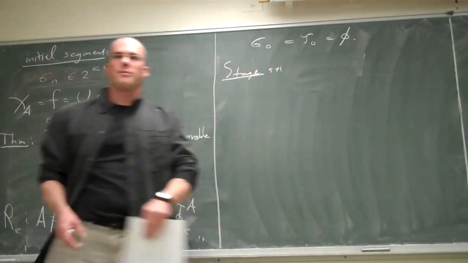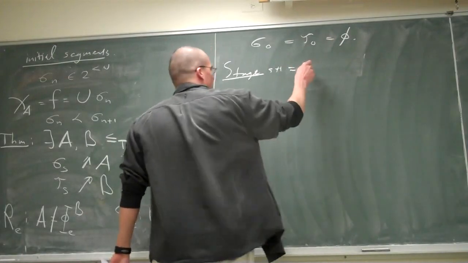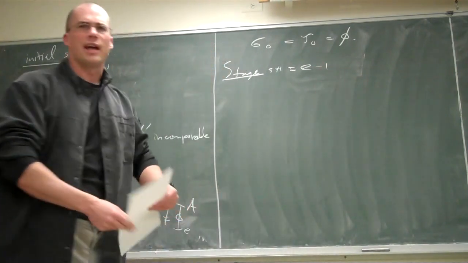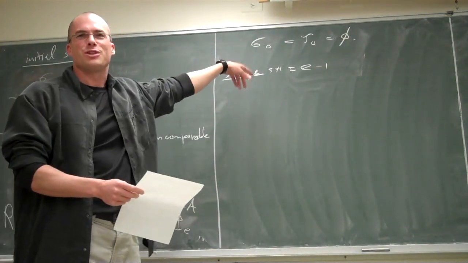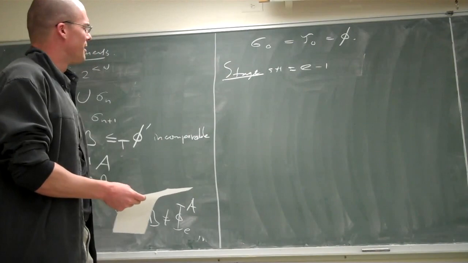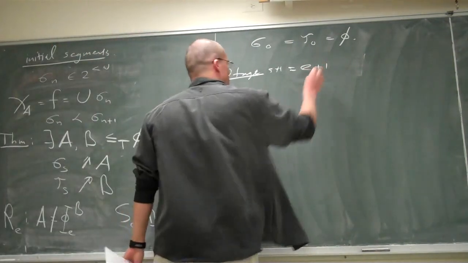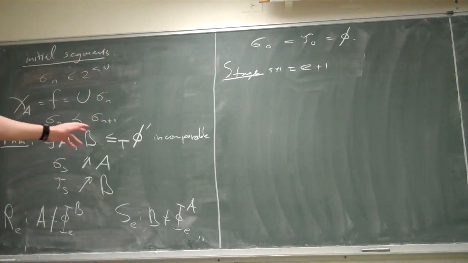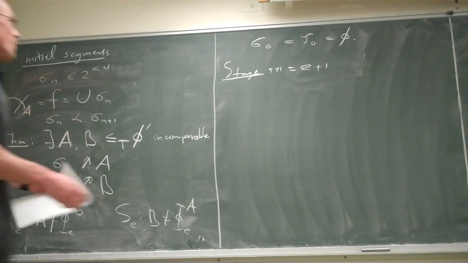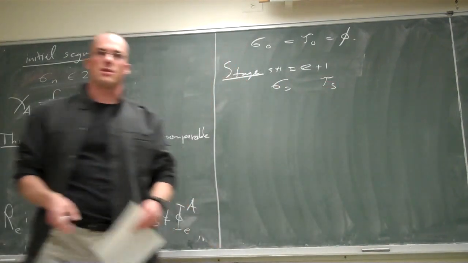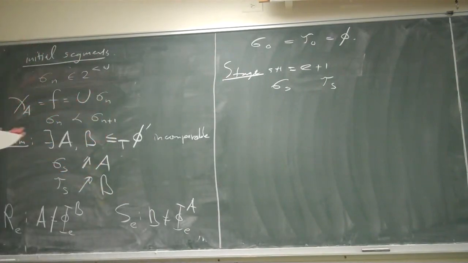At stage s plus 1 equal to e minus 1. I forget, right? I already did 0, so e minus 1 or e plus 1, make sure I still get all e. I think it's minus 1. Right, so at this stage, I'm going to take care of both R_e and S_e. And how do I take care of this? Well, I know I already have sigma_s and tau_s constructed. These are finite initial segments, which I don't get to change around.